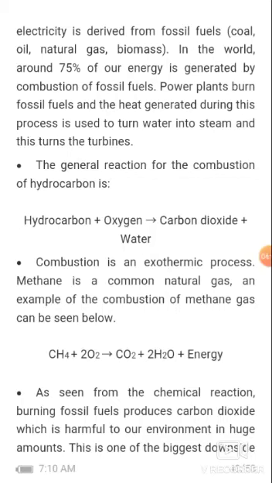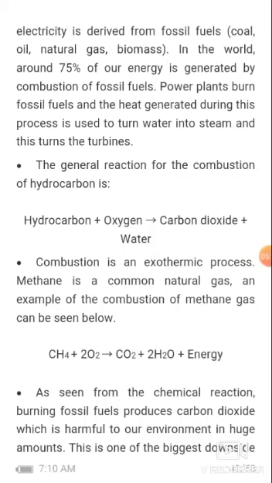In the world, around 75% of our energy is generated by combustion of fossil fuels. Power plants burn fossil fuels, and the heat generated during this process is used to turn water into steam, and this turns the turbines. The general reaction for the combustion of hydrocarbon is hydrocarbon plus oxygen yields carbon dioxide and water. So, combustion, as I've said earlier, is an exothermic process, and methane is a common natural gas.